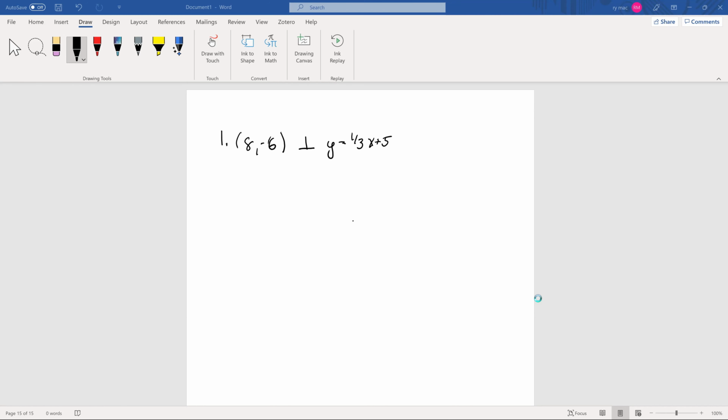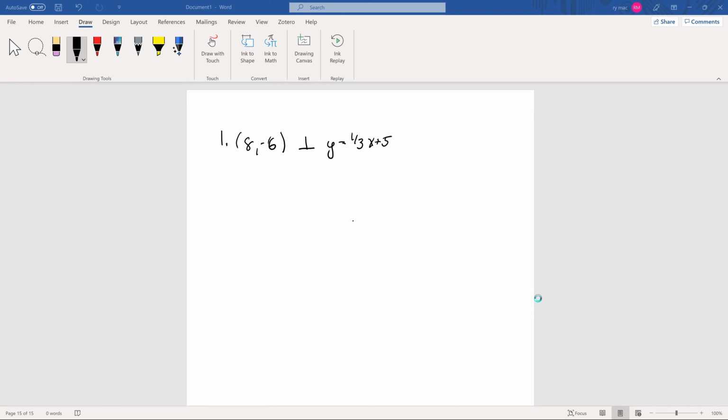So for number 1, it says use the given conditions to write an equation for the line in point slope form and in slope intercept form, passing through the point (8, -6), and perpendicular to the line whose equation is y equals 1 over 3x plus 5. Write an equation for the line in point slope form.